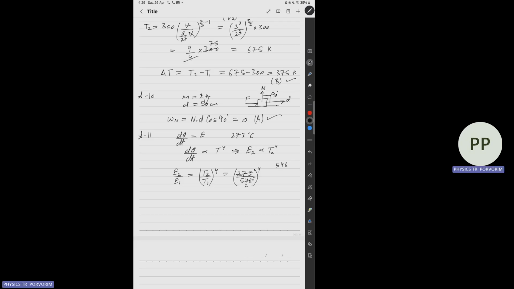So it will cancel by 2. So 1 by 2 to power 4 will be 1 by 16. So E2 is equal to E1 by 16, and E1 is equal to E. So the answer is E by 16. The first option is correct.